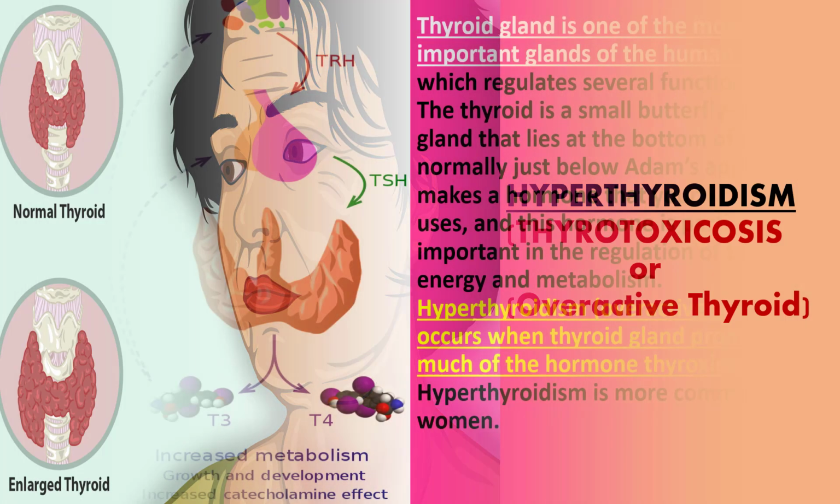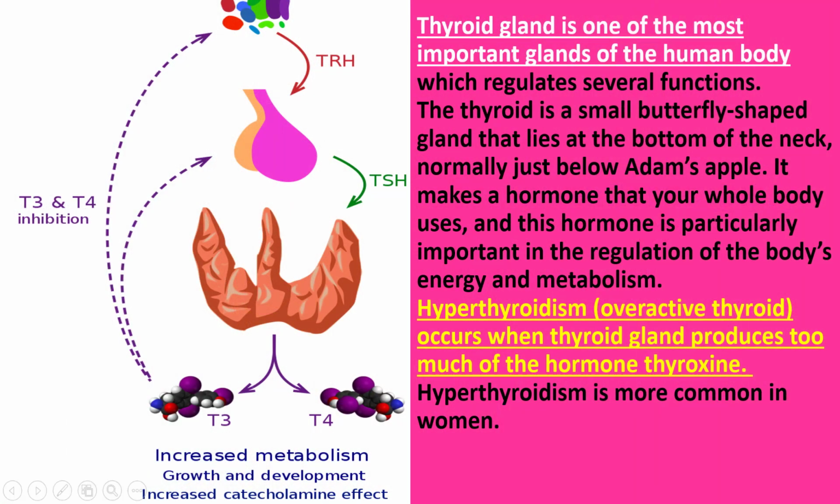Thyrotoxicosis or overactive thyroid. The thyroid gland is one of the most important glands of the human body, which regulates several functions. The thyroid is a small butterfly-shaped gland that lies at the bottom of the neck, normally just below Adam's apple. It makes a hormone that your whole body uses, and this hormone is particularly important in the regulation of the body's energy and metabolism.